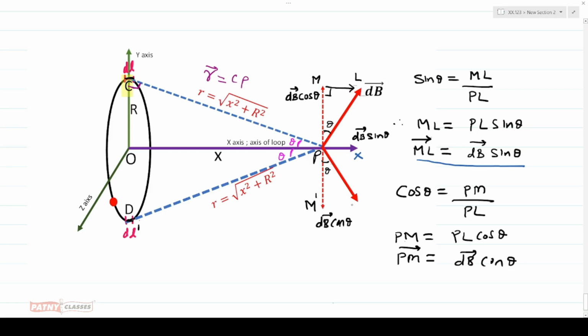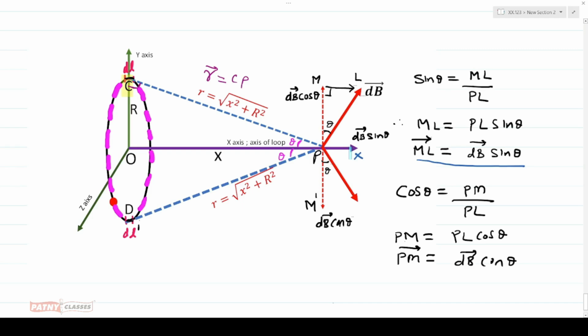Therefore, the perpendicular components due to the current elements dl and dl dash are opposite in nature and equal in value, therefore they cancel each other. Like this, on this coil there are a large number of equal and opposite current elements. They are equal and opposite elements, and the perpendicular components due to all these will cancel each other.